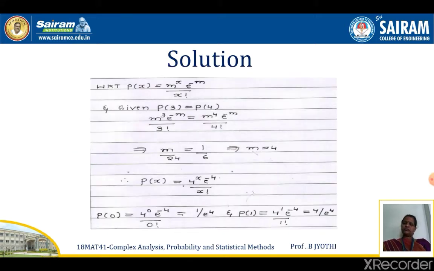We know that the probability function p of x is given by m power x e power minus m by x factorial, where m is nothing but n into p, where n is the sample size and p is the probability of success, and almost n is tending to infinity and p is almost tending to 0.